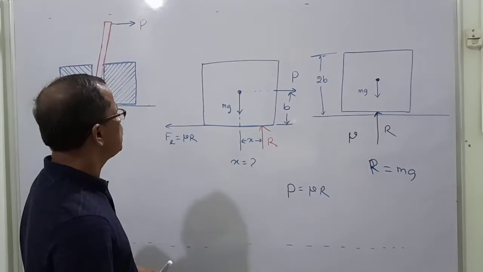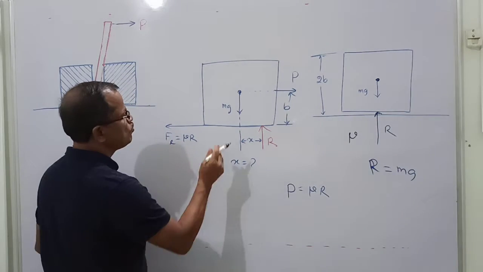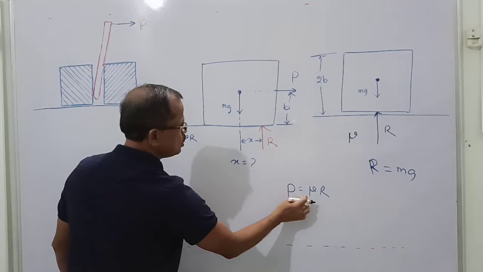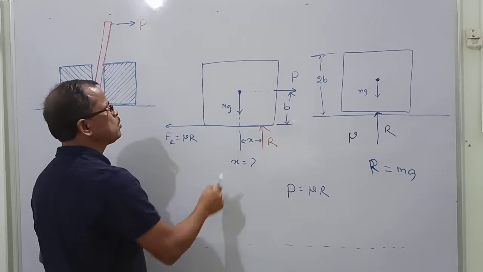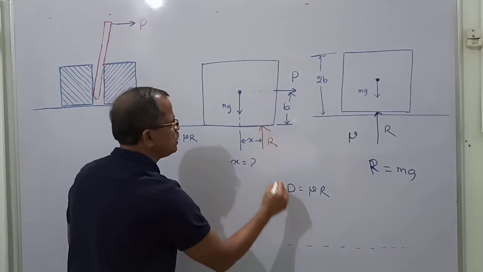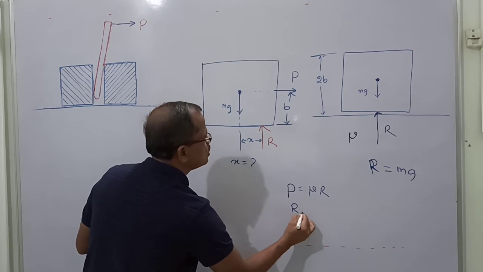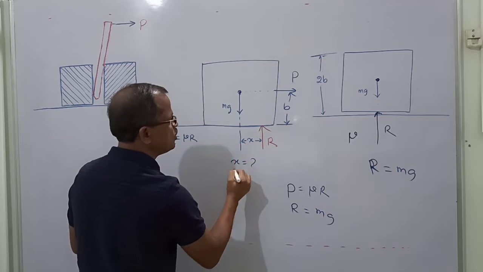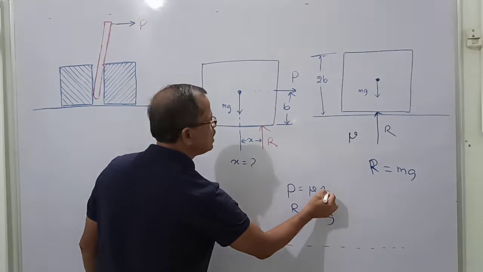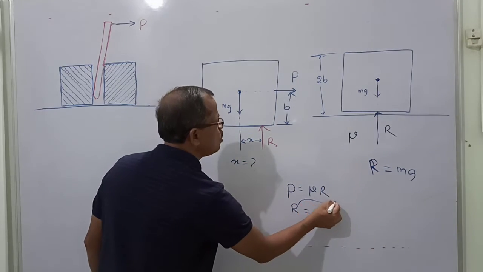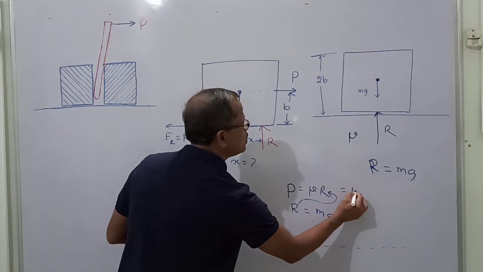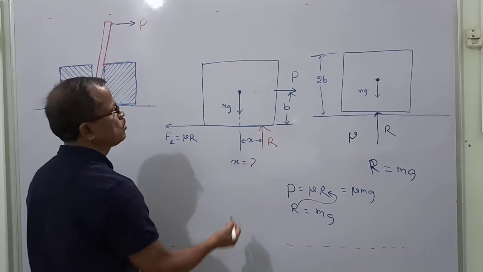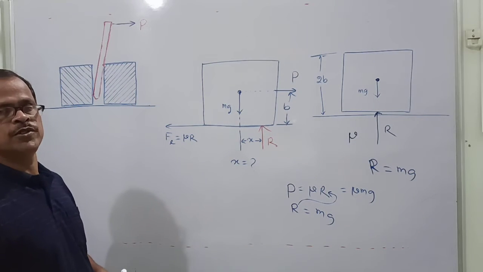So how do we find the reaction here? I know that when a body is in equilibrium, the total right hand side force equals the left hand side force, so P is equal to mu R. The total downward force equals the upward force, so R is equal to mg. Upward is R, downward is mg. Now putting the value of R here, what do I get? I get mu mg. So P is equal to mu mg. So I got the value of P, that is equal to mu mg.